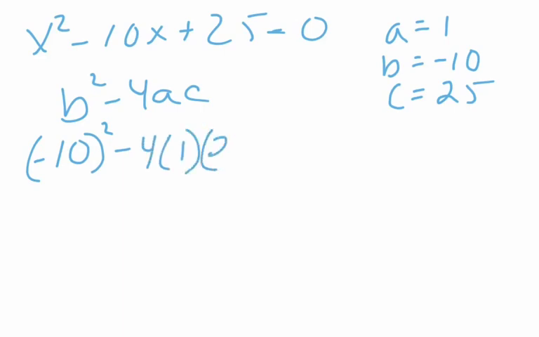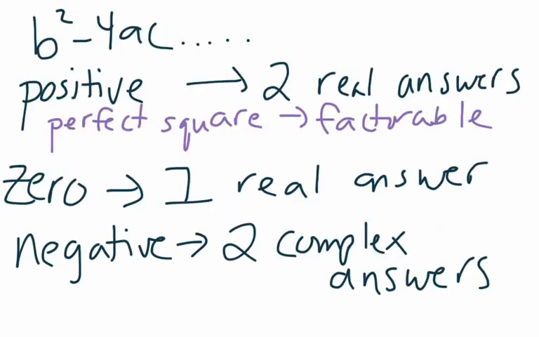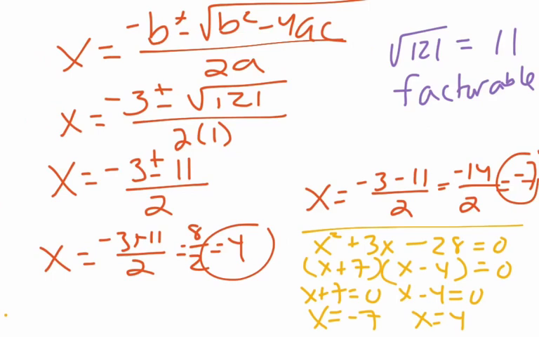A is 1 and C is 25, and this ends up being 0. So you would have a 0 under the square root. Well, according to this, 0 means you have 1 real answer. And the reason for that is because when you add 0 and you subtract 0, that's the same thing. And so you end up getting the same answer twice. So let's go ahead and work that out.